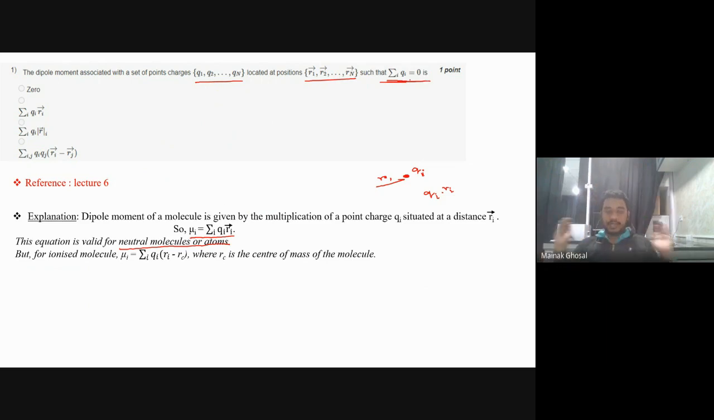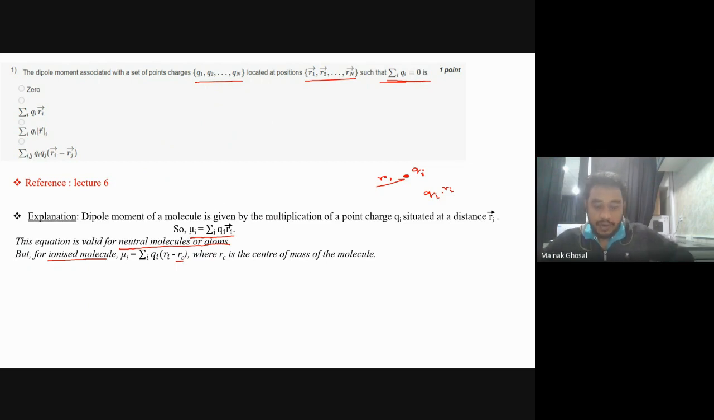There is no extra charge here. But for an ionized molecule, there will be some center of mass, and with respect to that center of mass, the position of the charge will determine the dipole moment. For neutral molecules, since the total charge is equal to zero, it will be a simple summation of Qi into Ri. Since the position vector is a vector quantity, its magnitude as well as its direction is important. That's why we cannot put a mod there.